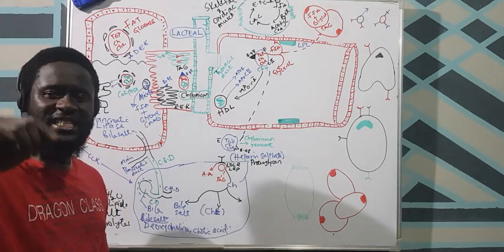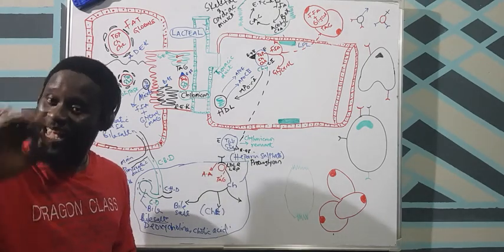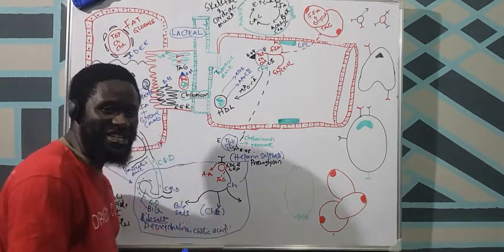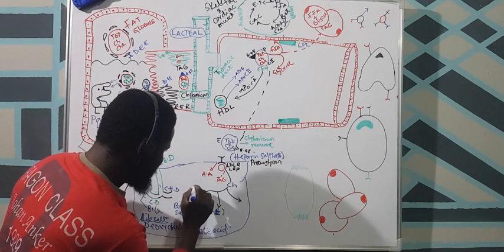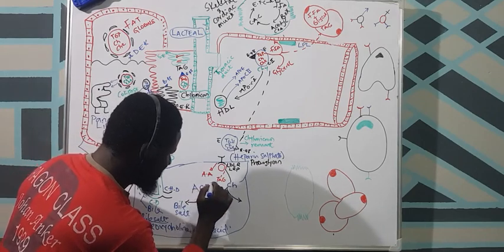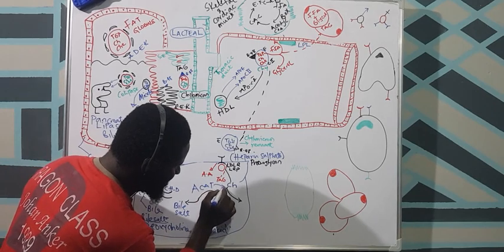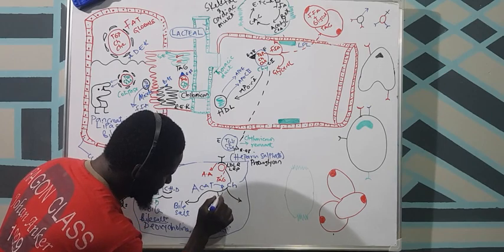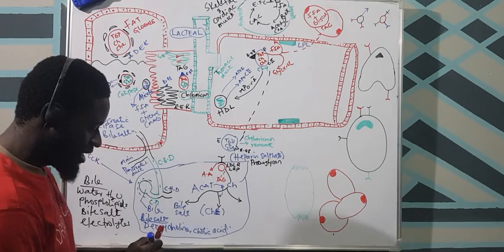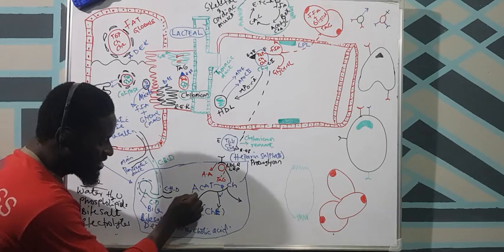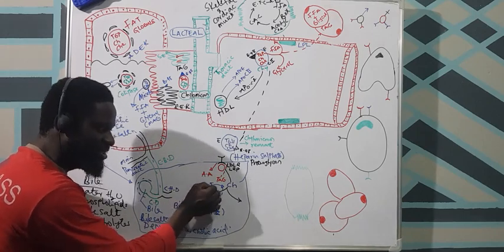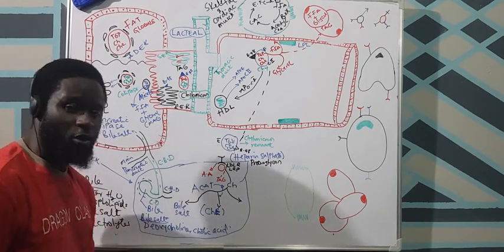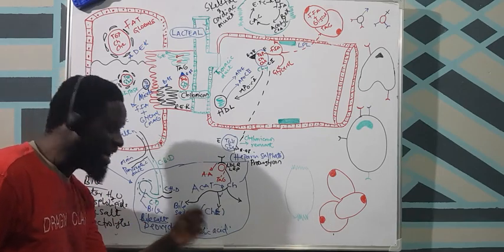Through a special enzyme called acetyl-CoA cholesterol acyl transferase. Please, you need to know these things. So ACAT, that is the enzyme that catalyzes the reaction in which cholesterol is converted to cholesterol esters. ACAT, acetyl-CoA cholesterol acyl transferase. This is the enzyme that is responsible for converting cholesterol to cholesterol ester.